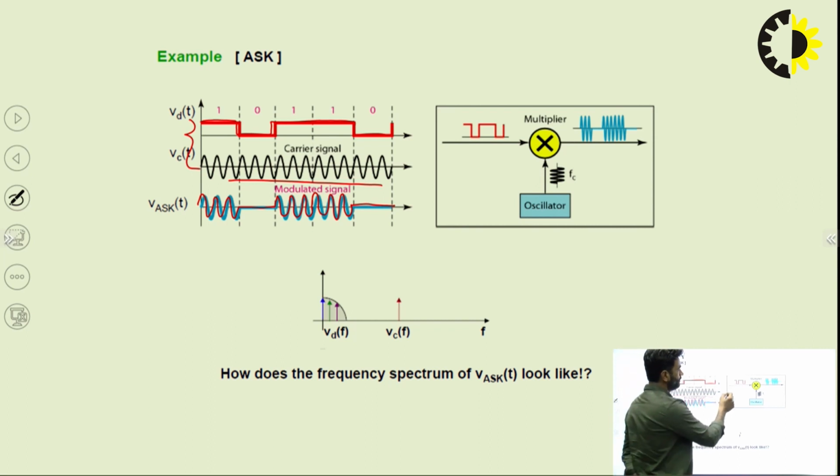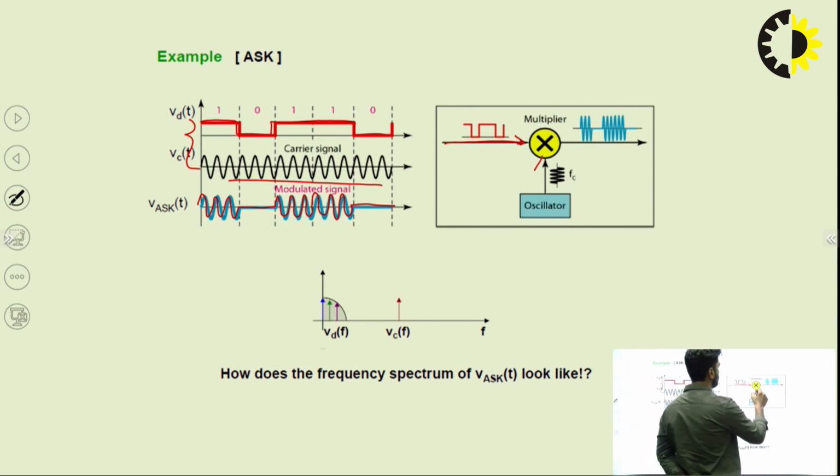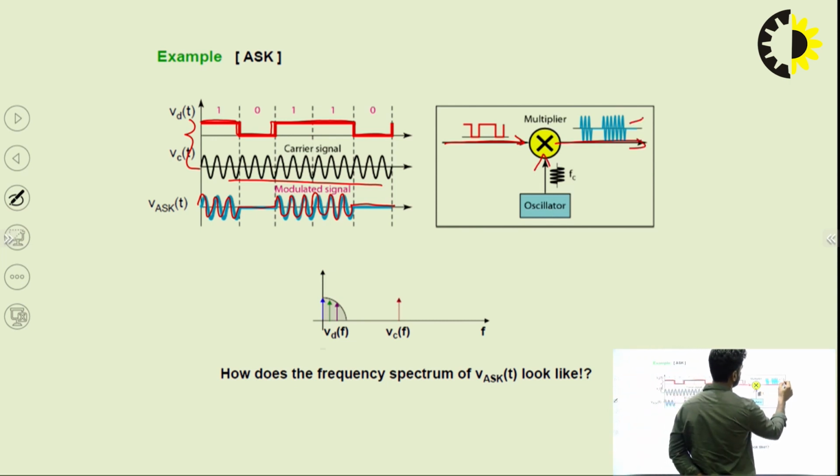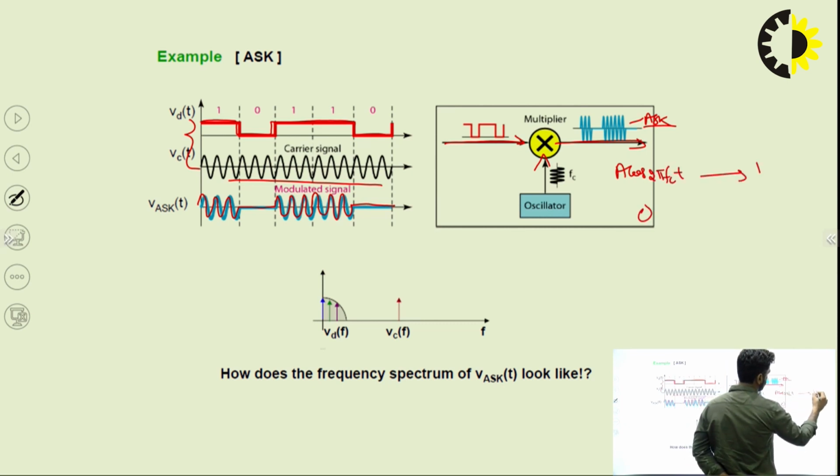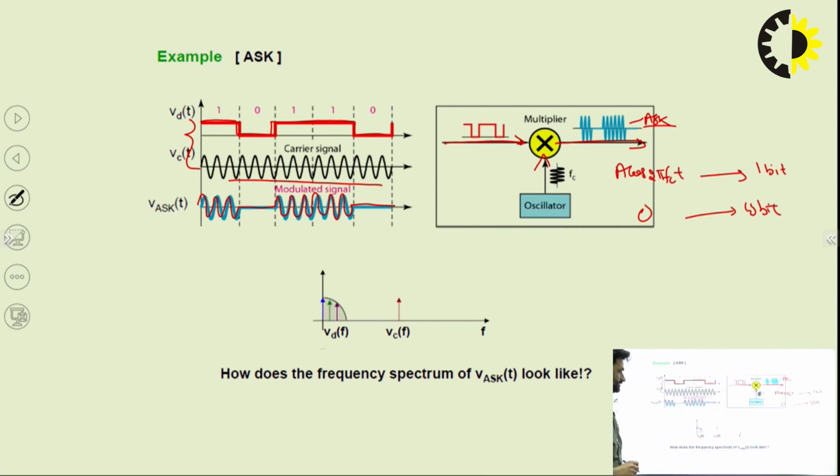This is the block diagram. Here we input the unipolar NRZ pulse and the oscillator carrier signal, and then we get the ASK waveform. The equation of this ASK waveform is A cos 2 pi fct for the 1 bit, and 0 for the 0 bit. This is the frequency spectrum of ASK. This is the carrier frequency, this is the modulating frequency, and we replace it over the carrier. Then it becomes bandpass modulation.